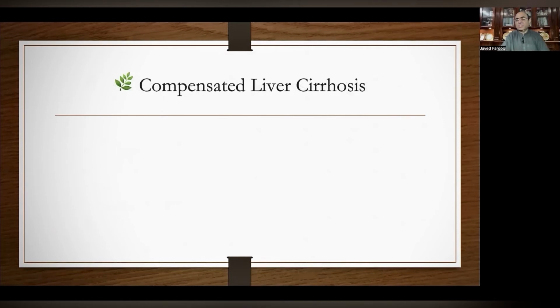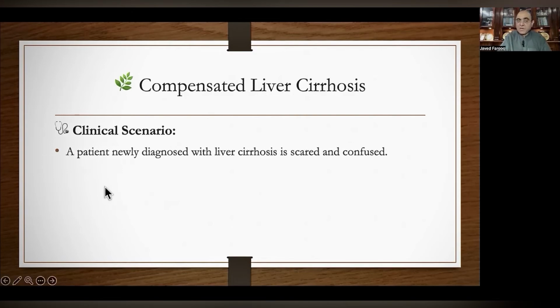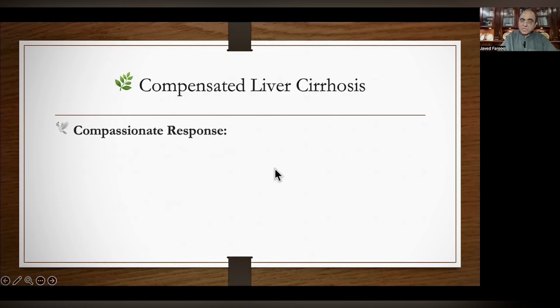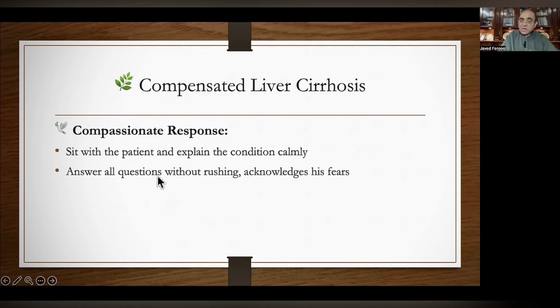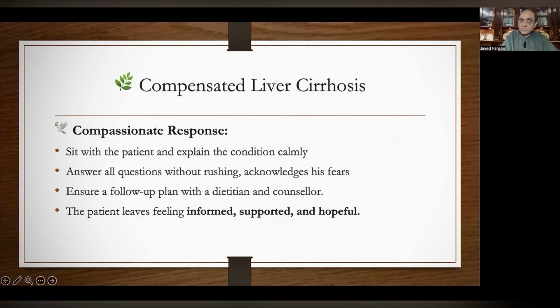Then another scenario in GI is the compensated liver cirrhosis. Clinical scenario: a patient newly diagnosed with liver cirrhosis is scared and confused. Your compassionate response in such scenario: sit with the patient and explain the condition calmly. Answer all questions without rushing. Acknowledge his fear. Ensure a follow-up plan with a dietitian and counselor. The patient leaves feeling informed, supported, and hopeful.